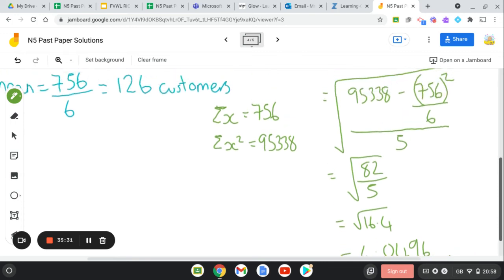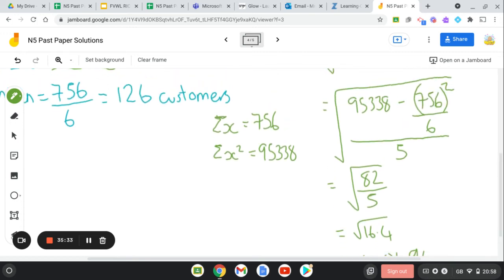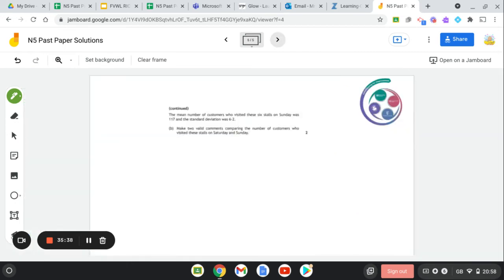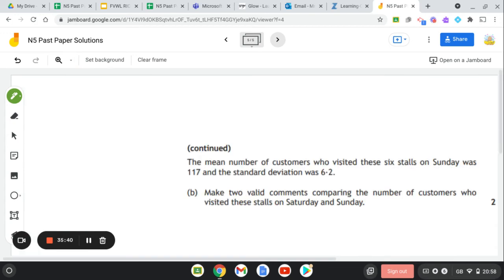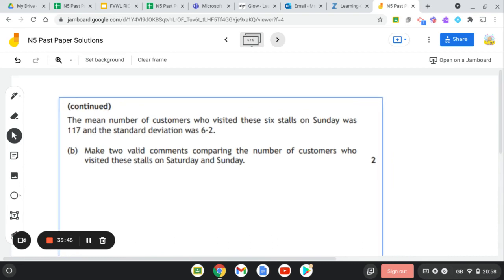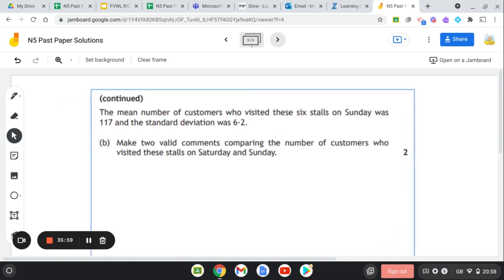Okay, now there's always a part B to these questions, and they can be a little bit trickier to answer. So if we have a wee look at part B, it says that the mean number of customers who visited these 6 stalls on Sunday was 117, and the standard deviation was 6.2. Make 2 valid comments comparing the number of customers who visited these stalls on Saturday and Sunday. So part A was about our values for Saturday.